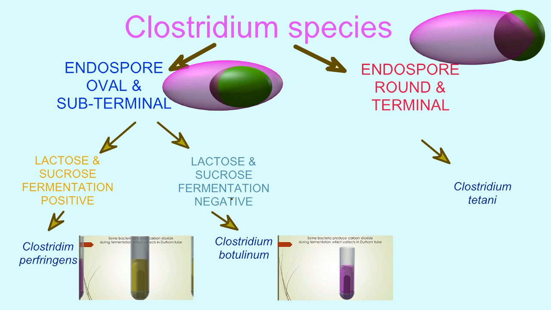If the test for lactose and sucrose fermentation was positive, the bacterium would be Clostridium perfringens. Otherwise, the bacterium would be Clostridium botulinum, if the lactose and sucrose fermentation tests were negative.